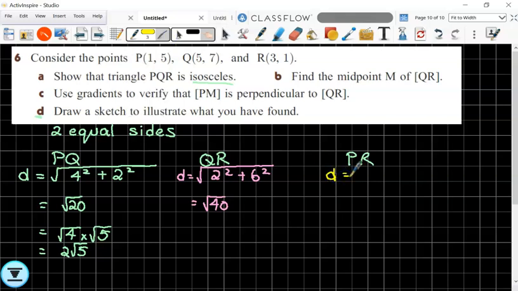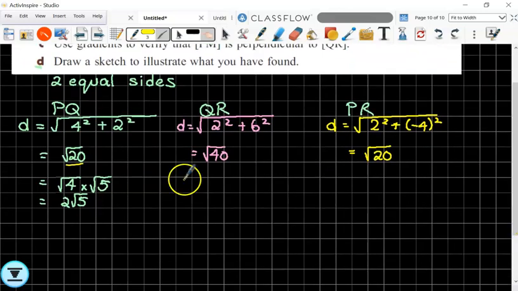Distance of PR. 3 take 1 is 2 squared. 1 take 5 is minus 4 squared. And lo and behold, we get root 20. So winner, winner, chicken dinner, we've got 2 lengths the same. So therefore, PQ equals PR, therefore isosceles. We happy with that?